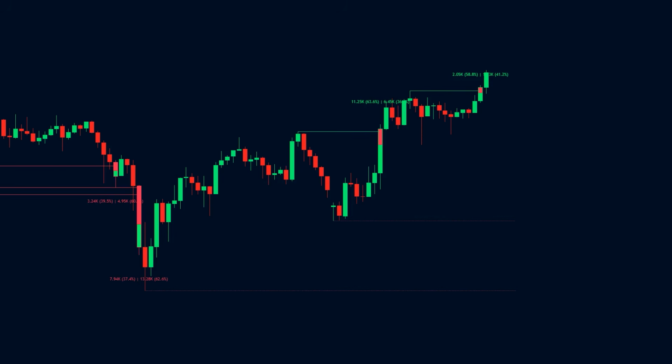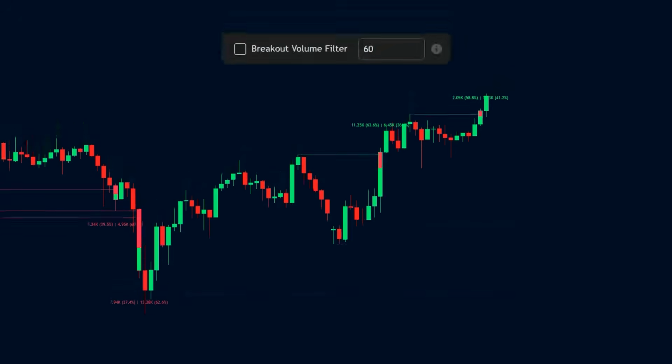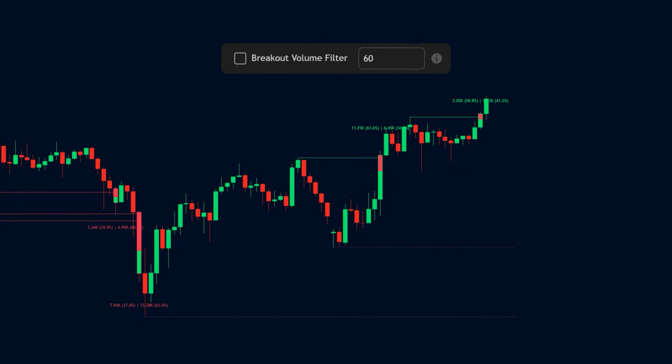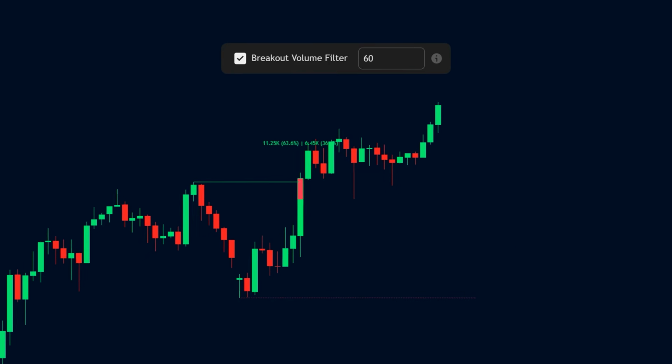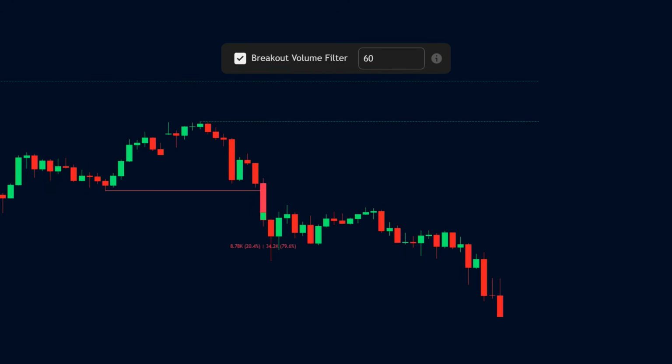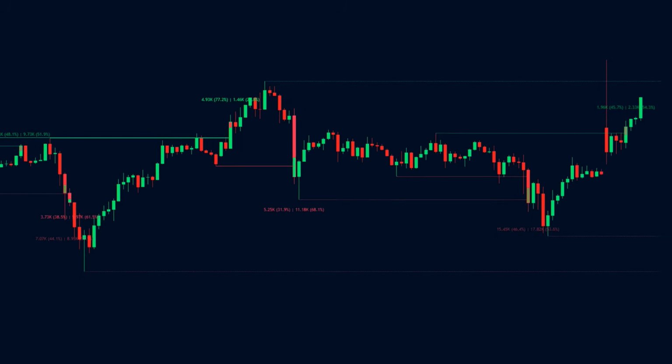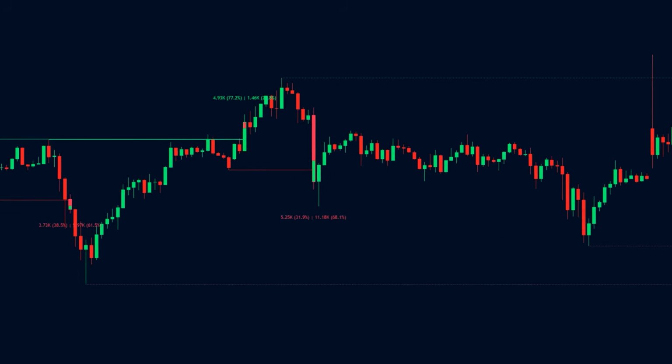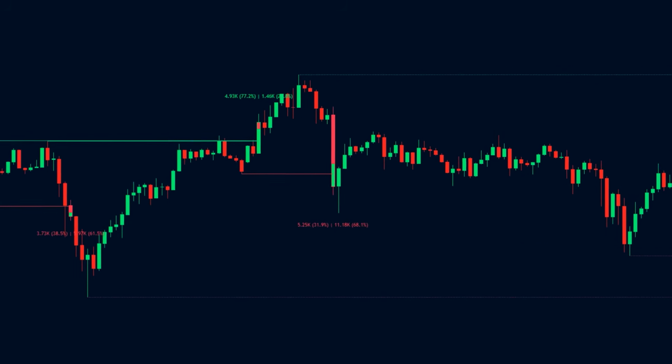Now, let's talk about one of the most important features, the breakout volume filter. This is optional, but extremely powerful. When enabled, a breakout is only validated if the breakout candle shows enough dominance from the breakout side. For bullish breakouts, bullish dominance must exceed the threshold, and for bearish breakouts, bearish dominance must exceed the threshold. If the filter fails, the level is removed instead of being marked as broken. That means weak mixed breakouts simply don't qualify. This single feature eliminates a huge amount of low-quality signals.